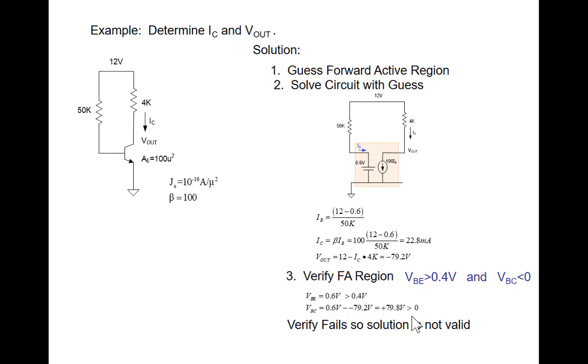So now what do I do? Guess again. Cut off or saturation. Let's guess saturation and see if it verifies. So if I guess saturation, what's the output voltage? It's what? 0.2. Does everybody see that? I love how quickly you got that answer. How did you get so quickly?